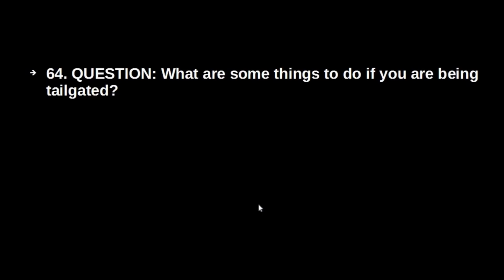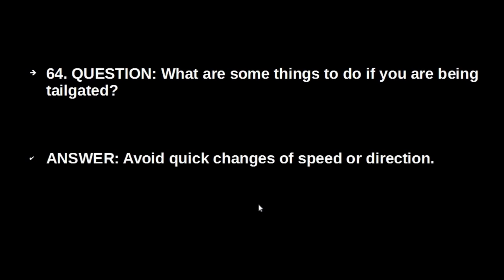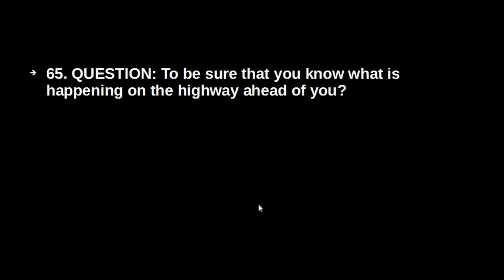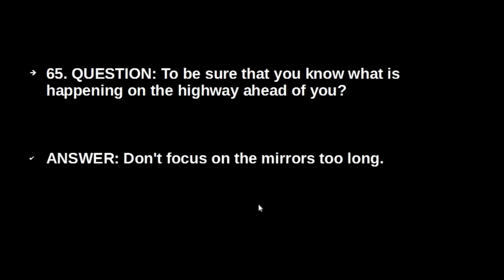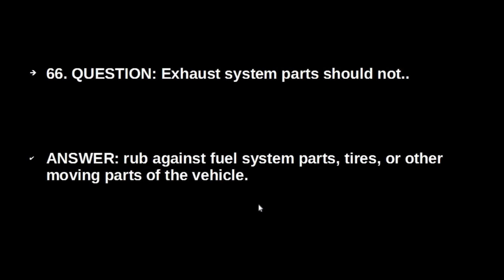What are some things to do if you are being tailgated? Avoid quick changes of speed or direction. To be sure that you know what is happening on the highway ahead of you, don't focus on the mirrors too long. Exhaust system parts should not rub against fuel system parts, tires, or other moving parts of the vehicle.